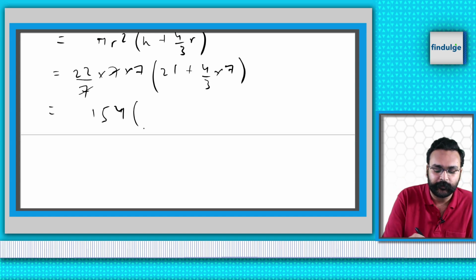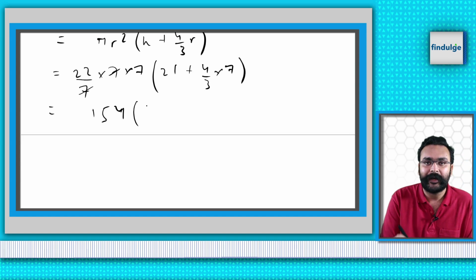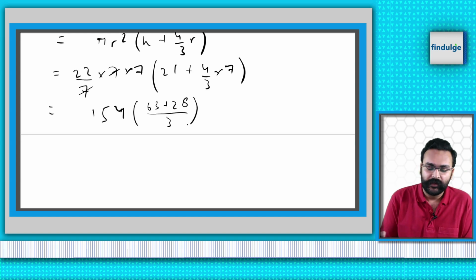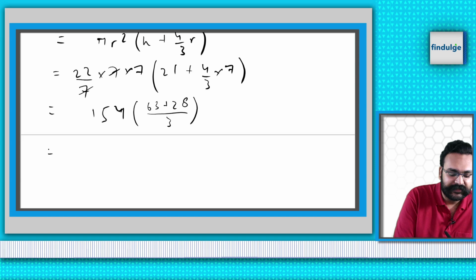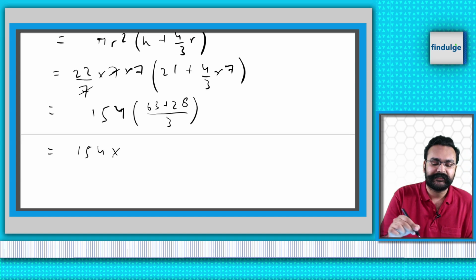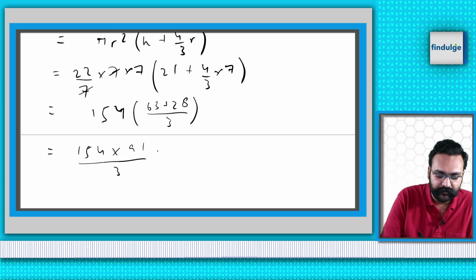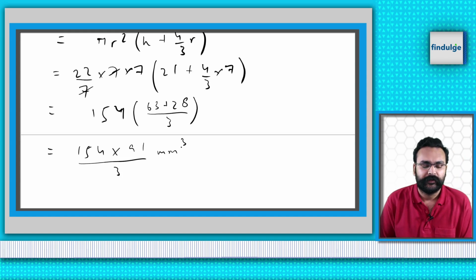And in the bracket we'll be left with 21 plus 28 upon 3, which I can write as 63 plus 28 upon 3. Now this will simply become equal to 154 multiplied by 63 plus 28, which will be 91, divided by 3 millimeters cubed. Now clearly here I can no longer cut my 3 because neither 154 nor 91 are divisible by 3.